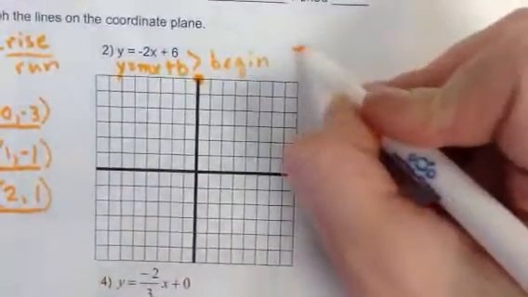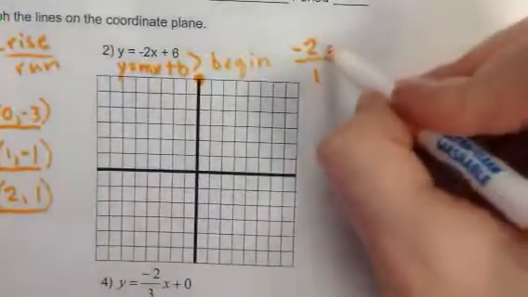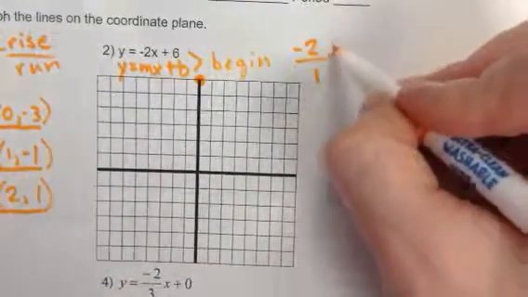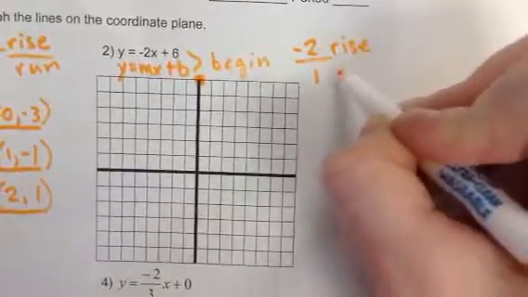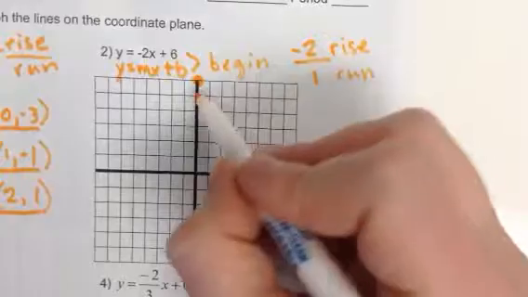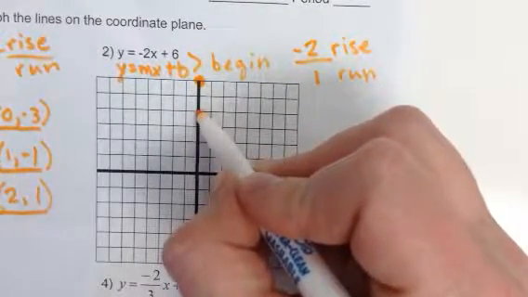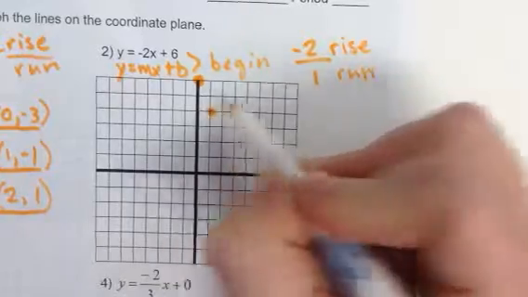My y-intercept, or I'm sorry, my slope was a -2, so I'm going to give it a denominator of a 1 so I can know how much to rise and run from this point. It's telling me to rise -2, so I'm going to go down 2. It's telling me to run 1, so I'm going to go to the right.